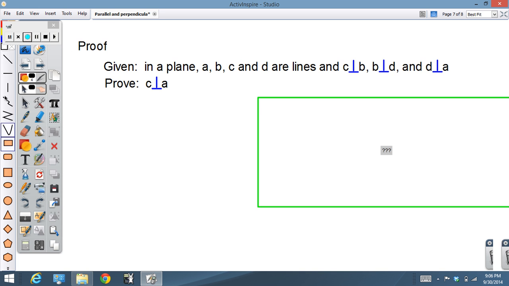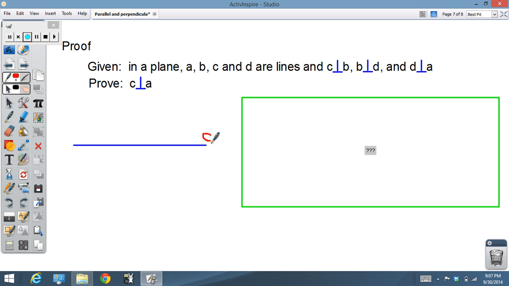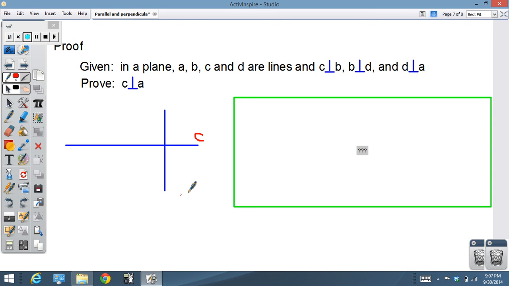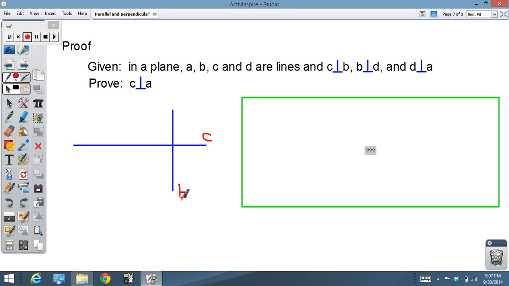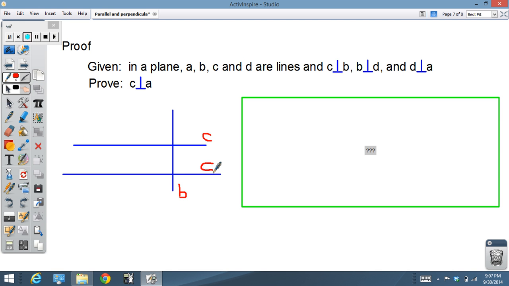But in the meantime, let's go up here and draw some pictures. All right, so I'm going to start with line C. All right, there's line C. Then I'm going to draw a perpendicular line B. Good. Now, C is perpendicular to B. Now, B is perpendicular to D, so let's draw another line for D right there. And it doesn't matter, again, where we draw it. This is just giving me something that my head can wrap around.